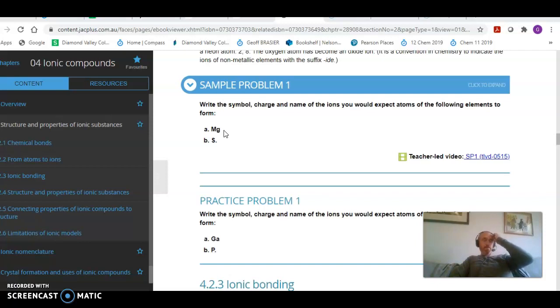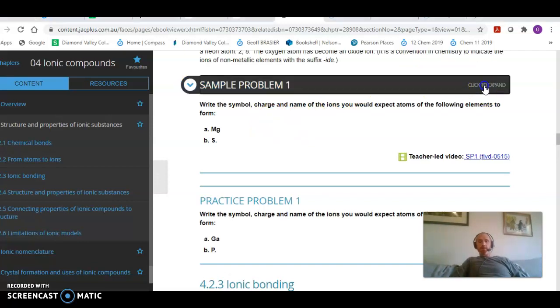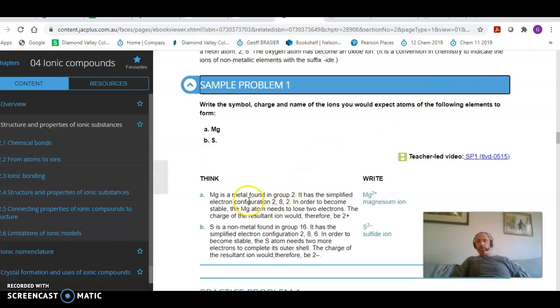It's magnesium. It's got 12 electrons. And so that electron configuration is going to be 2, 8, 2. In order to become stable, the magnesium loses those 2 valence electrons, and so it becomes Mg2+, the magnesium ion.